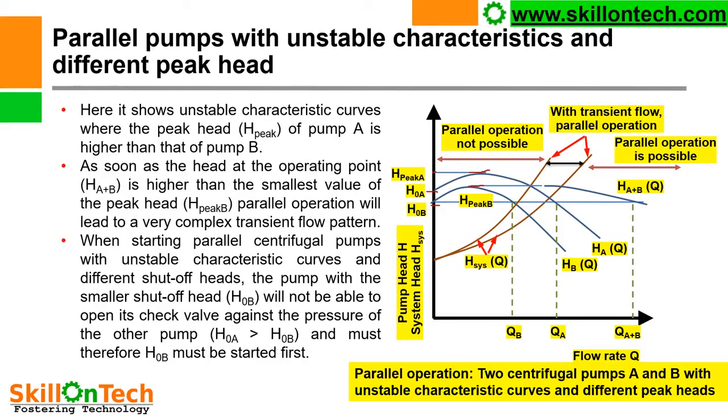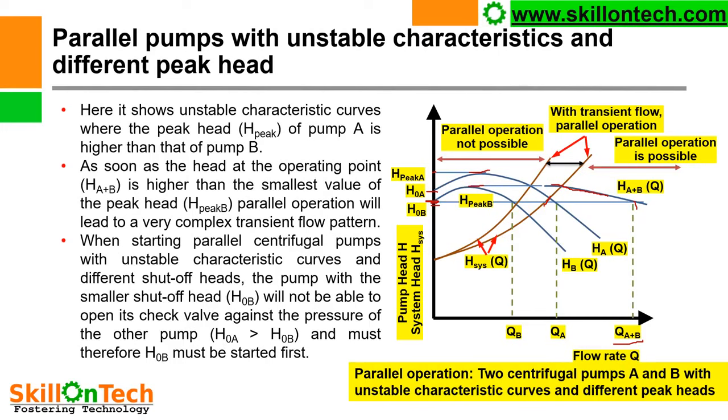So here you can see in this picture, this is a characteristics curve of two parallel pumps under operation. Then you will get this H Q A plus B flow, and suppose this is a system head curve, then the operating head will be achieved, which is similar to H peak B. So both the pumps can be easily operated in parallel.